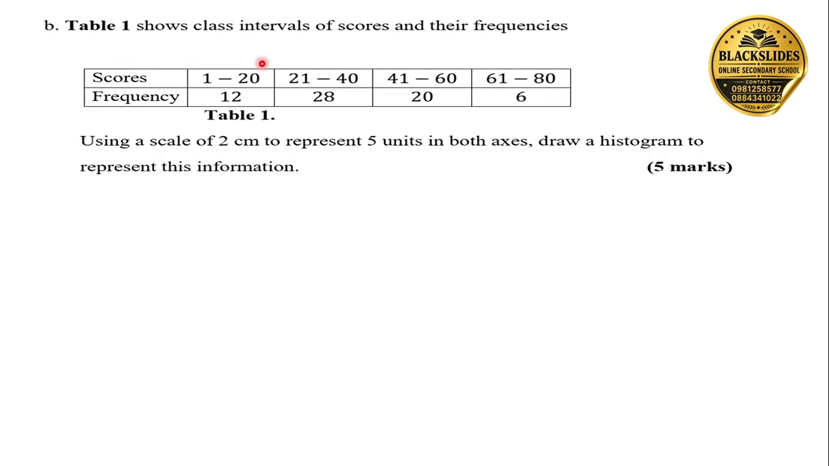Table 1 shows class intervals of scores and their frequencies. These are scores, marks in class. Alright, so 12 students get marks between 1 and 20, and 28 of them get marks from 21 to 40, and 20 of them get marks from 41 to 60, and then 60, last group, get marks between 61 and 80 marks.